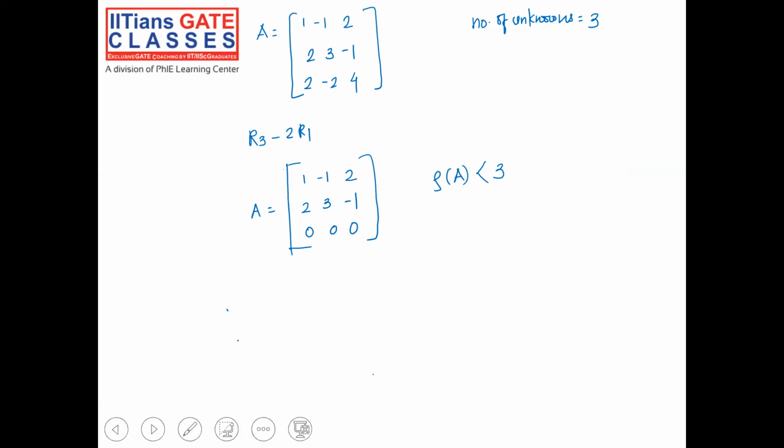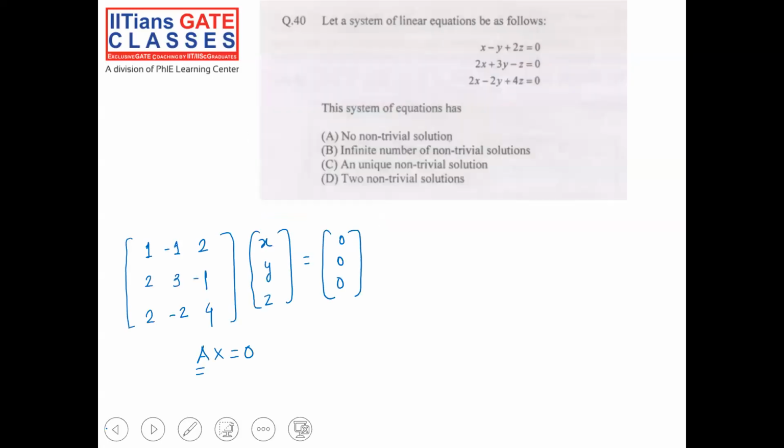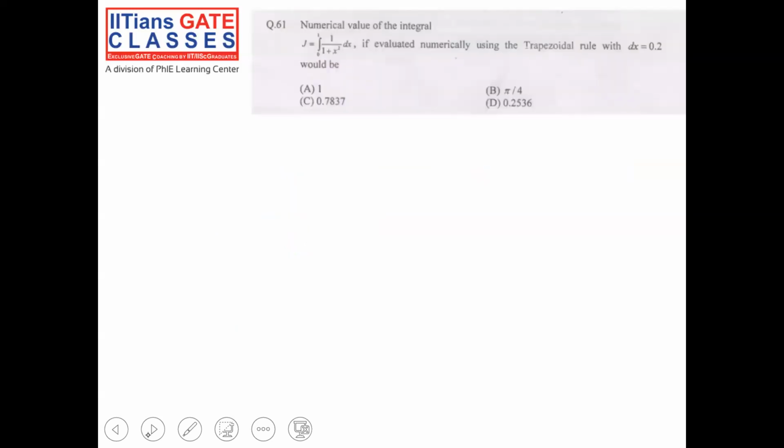And so whenever we have rank less than the number of unknowns, in that case, we'll end up with an infinite number of non-trivial solutions. Okay, so in this case, option B is correct. Okay, so let's go to the next question.